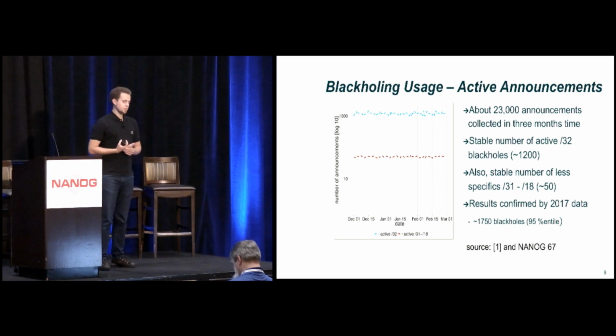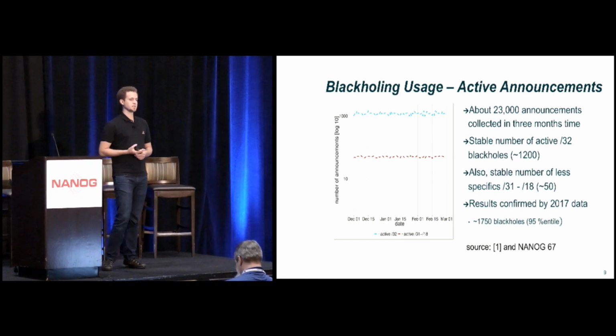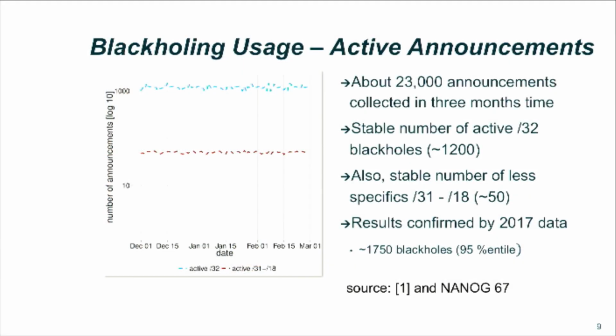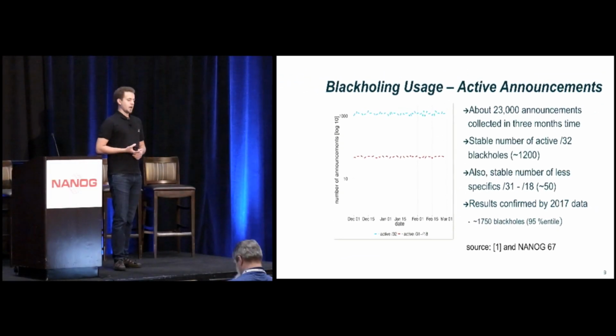So we had a presentation at NANOG 67 with a scientific work of my colleagues from 2016, where we collected blackhole announcements and analyzed them. And I repeated the evaluation based on current data of 2017. So in a 3-month time frame, we saw about 23,000 announcements for blackhole routes. There's a quite stable number of /32 blackholes included. It's 1,200. And there's also a stable number of less specifics, /31 until /18, about 50 networks.